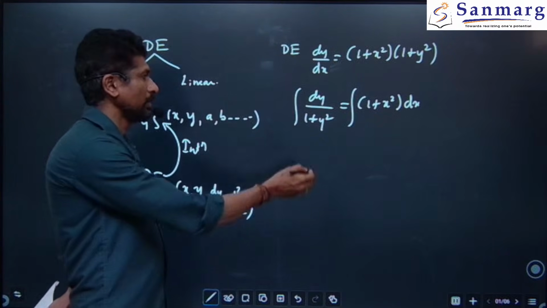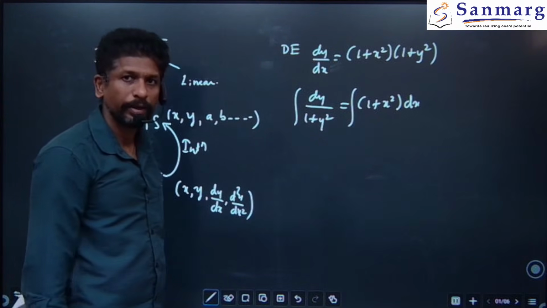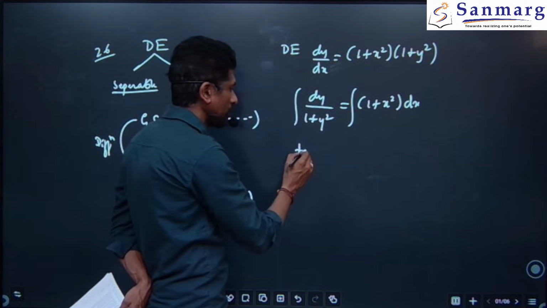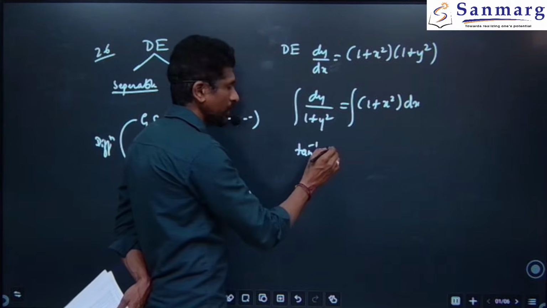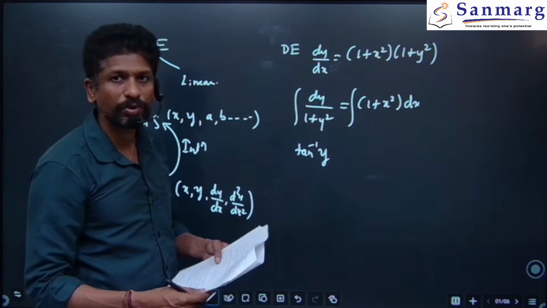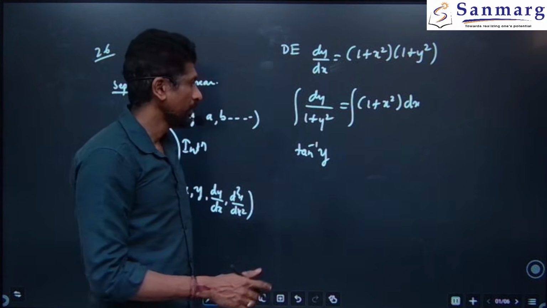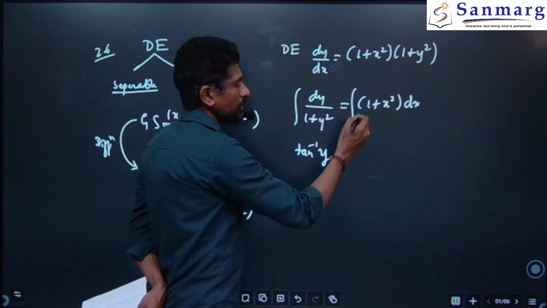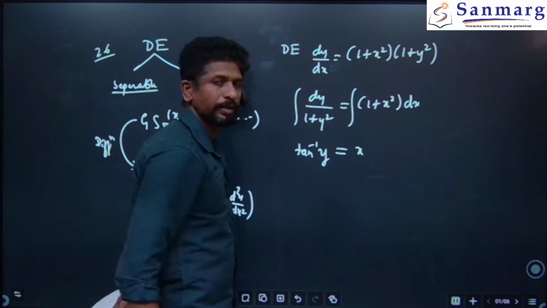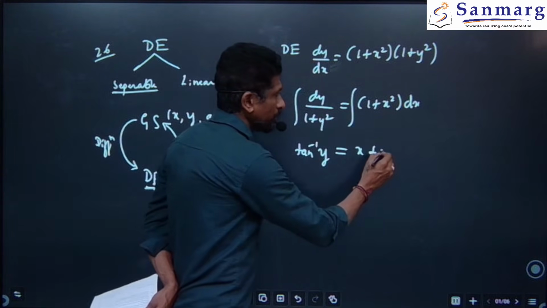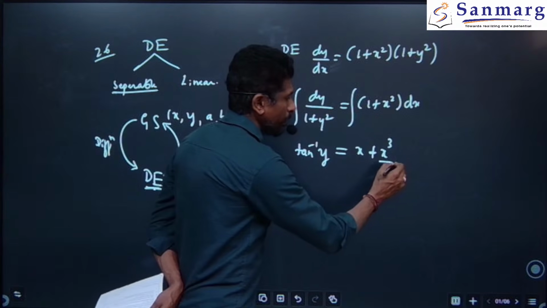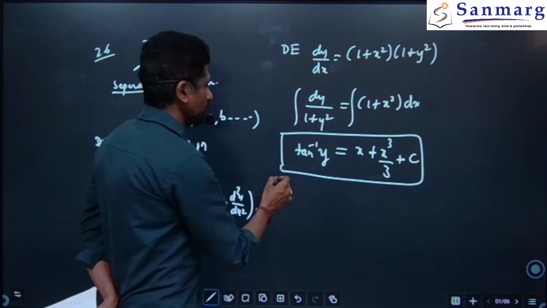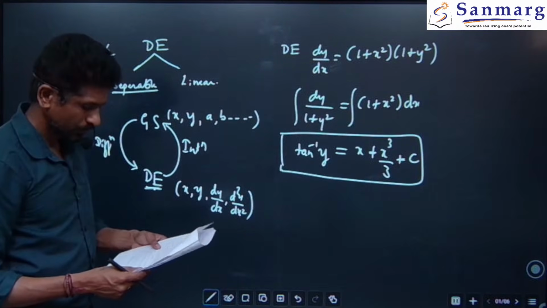As you know the inverse trigonometric derivatives, 1 divided by 1 plus y square dy becomes what? Tan inverse of y, because the derivative of tan inverse of x is 1 divided by 1 plus x square. Therefore, that reverse process. Now integrate 1 and x square separately. Integration of 1 is x. Integration of x square becomes x cube by 3. So this way you have to find the general solution. That's it. So this is called the general solution.